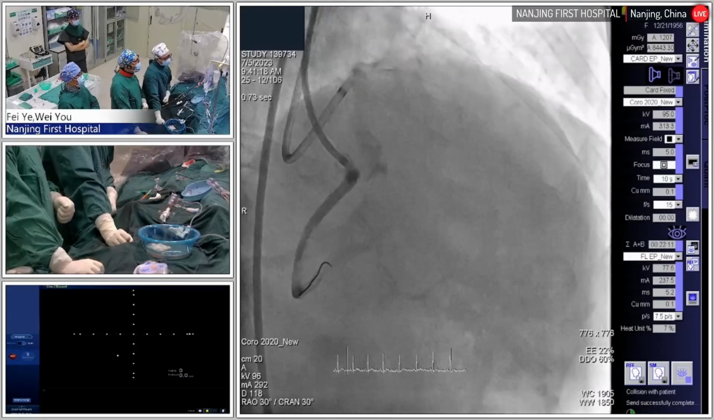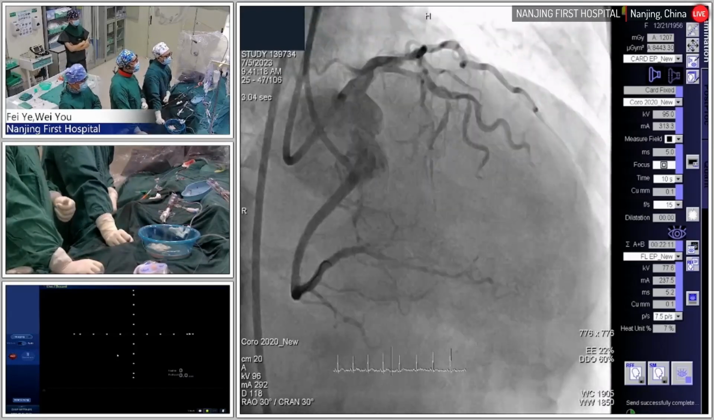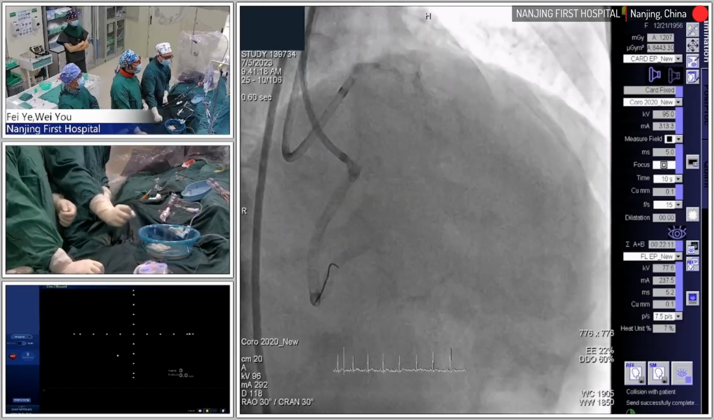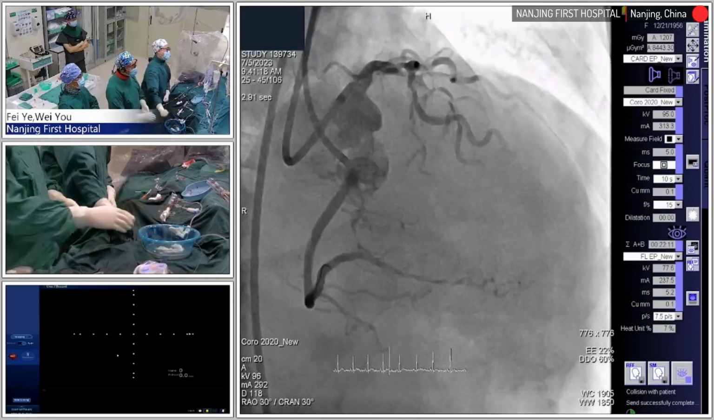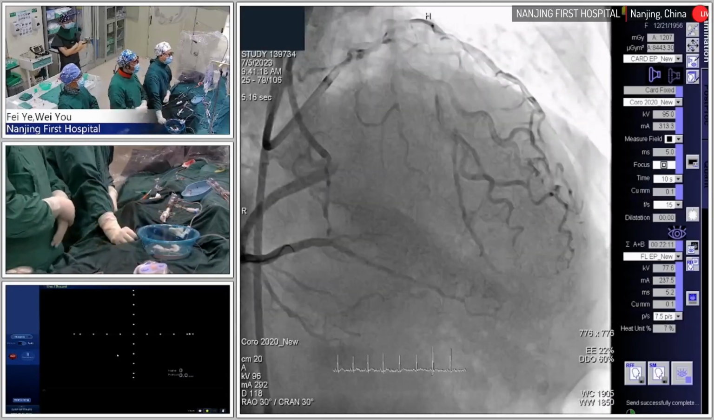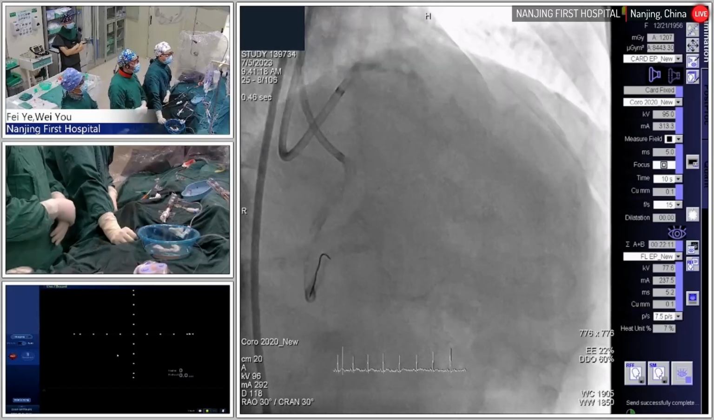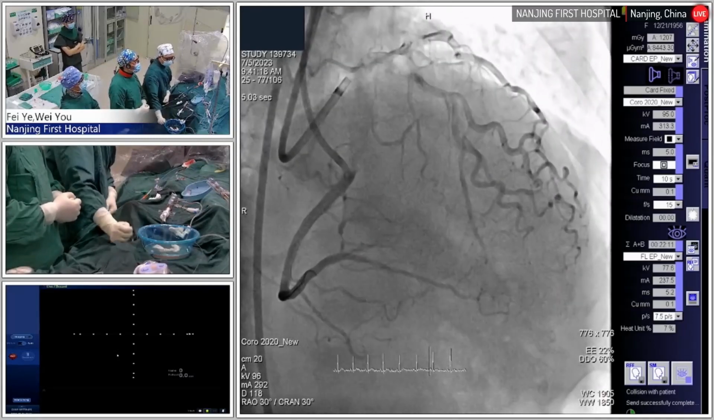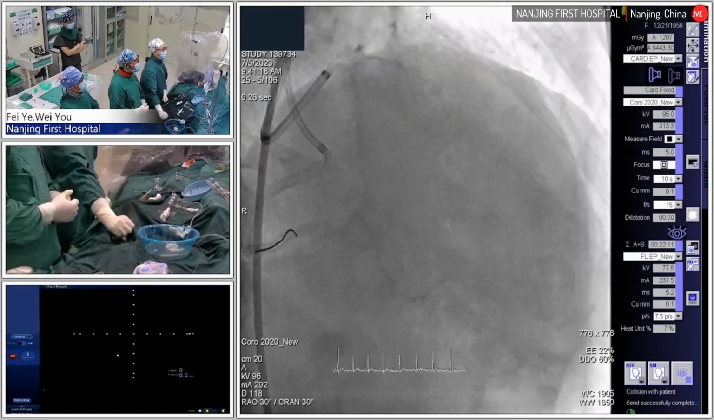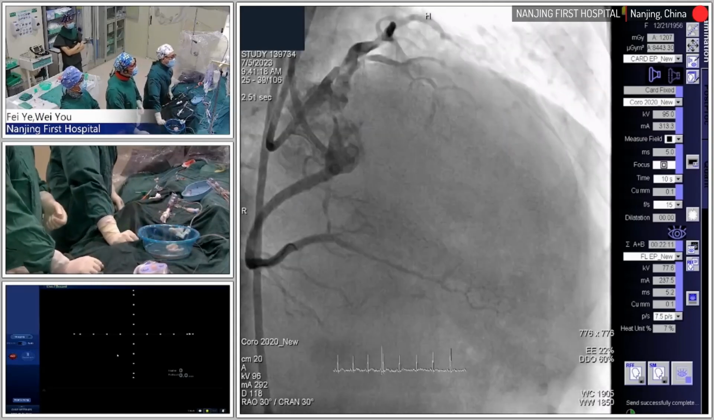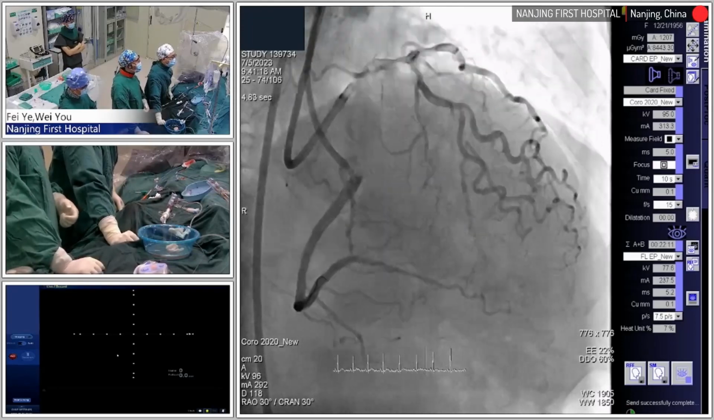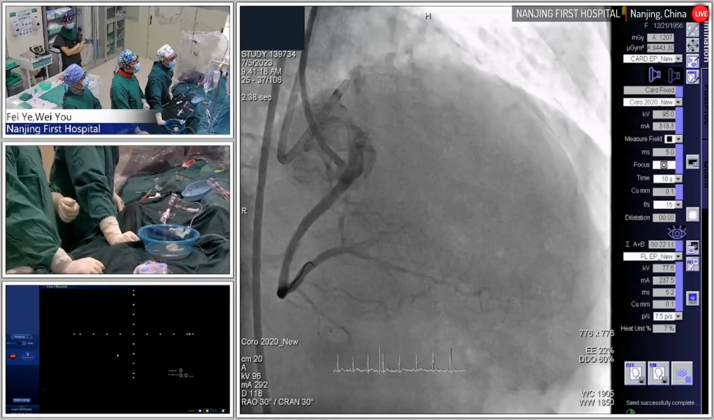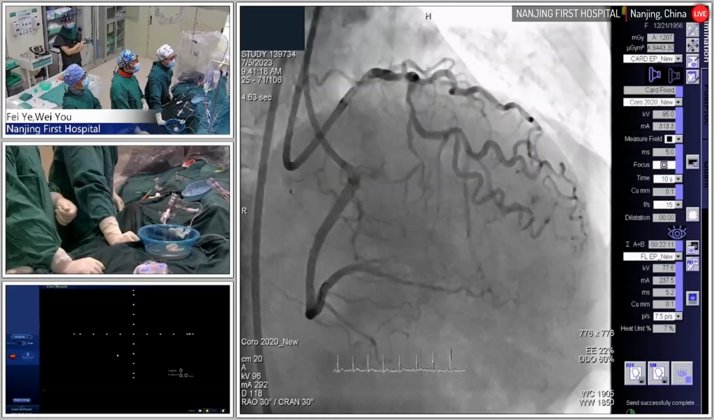Although the JCTO score is nearly 3, right, Dr.? Yes, it's 3, so it's middle to high level. But I want to try antegrade wiring first. If the antegrade wiring does not succeed, I will switch to my next strategy, the retrograde approach, using the challenging epicardial collaterals. So next, please.